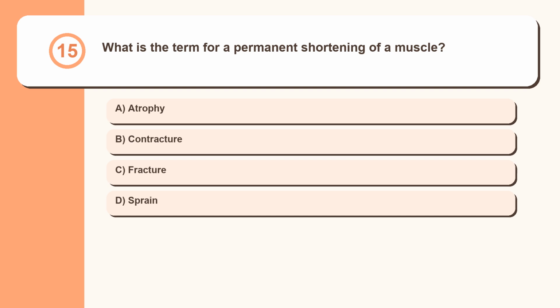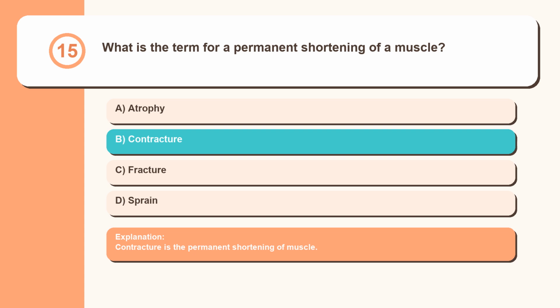Question 15. What is the term for a permanent shortening of a muscle? Atrophy, contracture, fracture, sprain. Contracture is the permanent shortening of muscle.